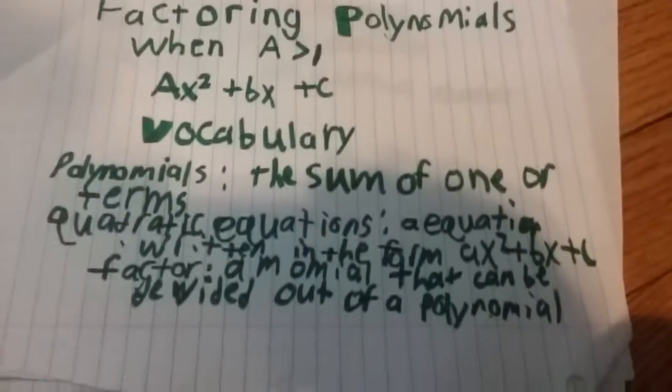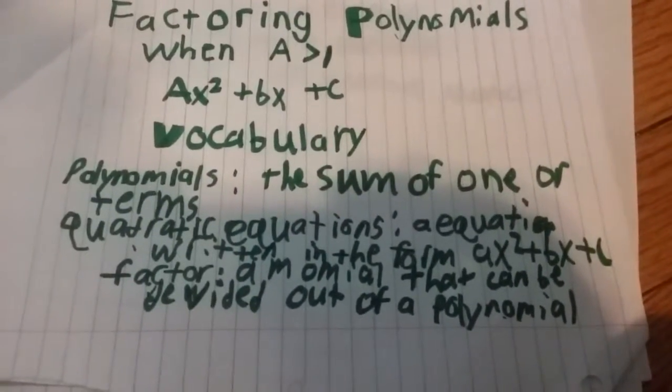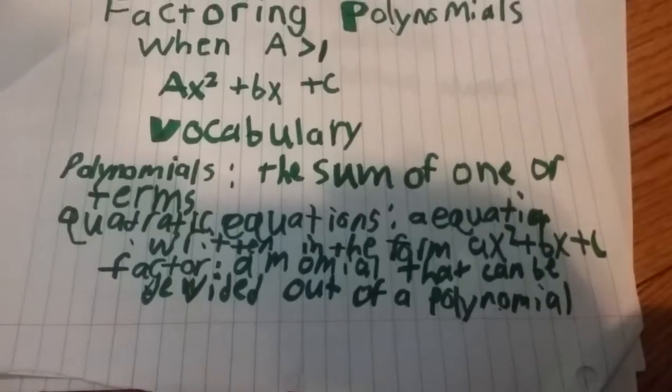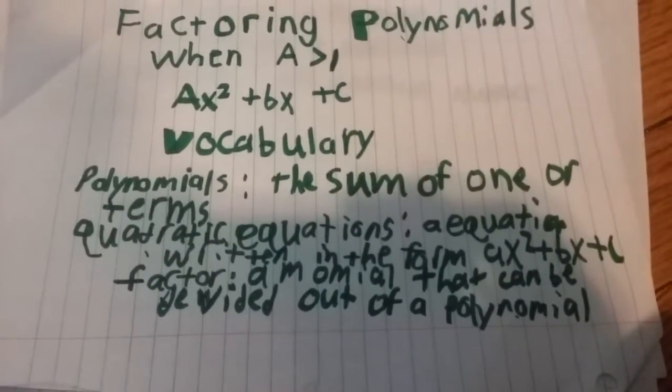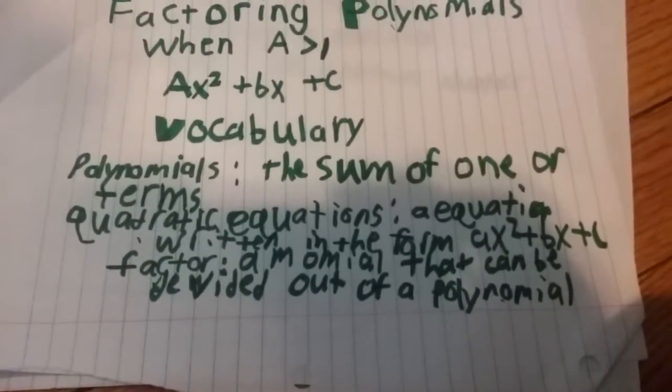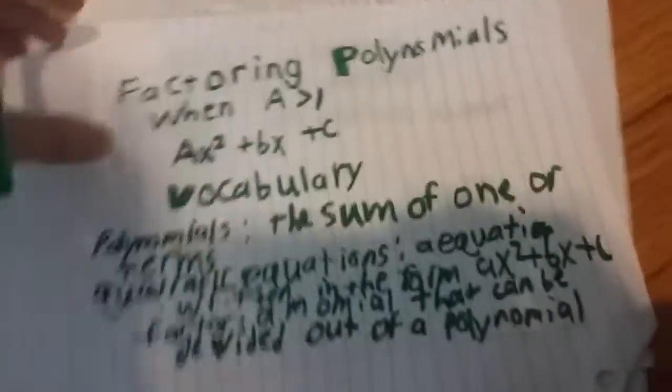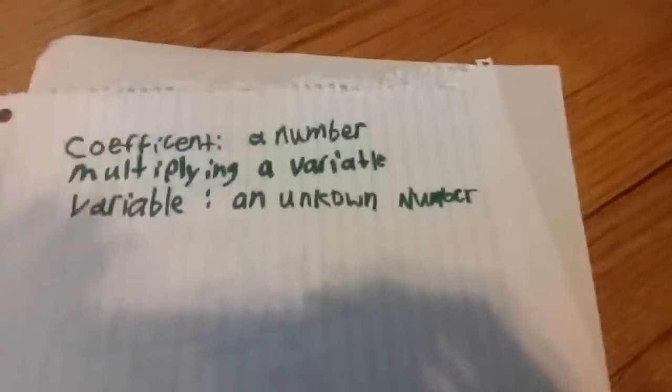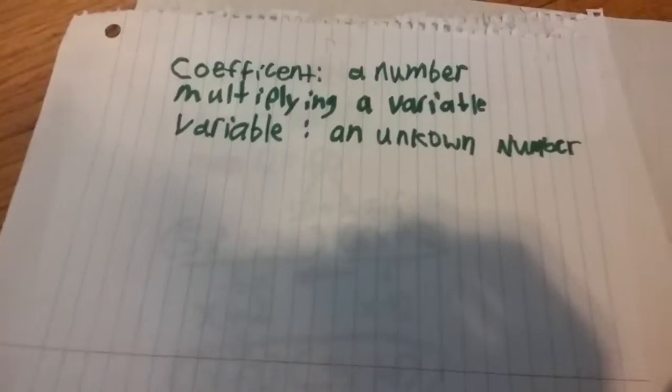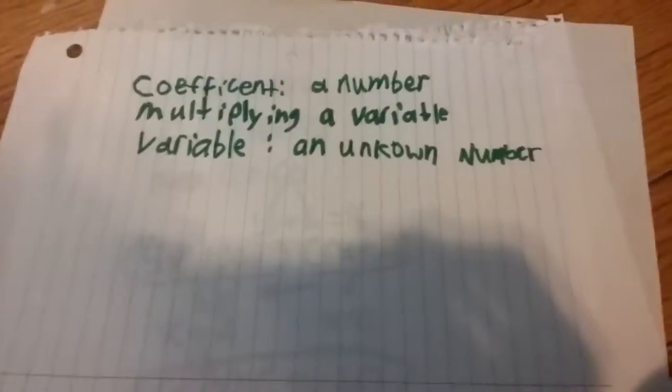A quadratic equation is an equation written in the form ax squared plus bx plus c. A factor is a monomial that can be divided out of a polynomial. A coefficient is a number multiplying a variable, and a variable is an unknown number.